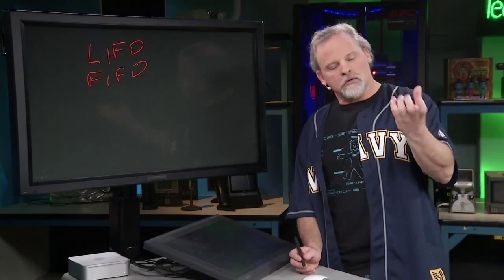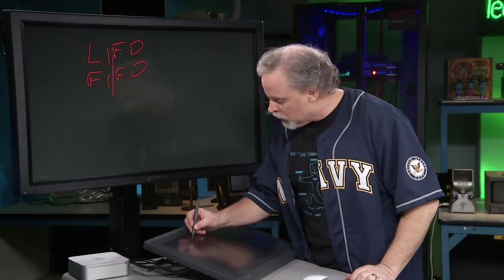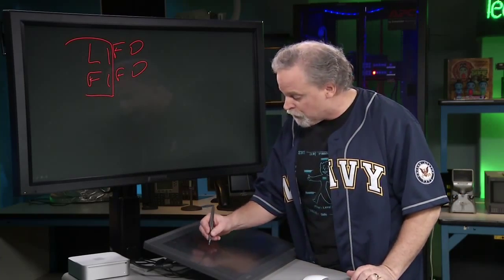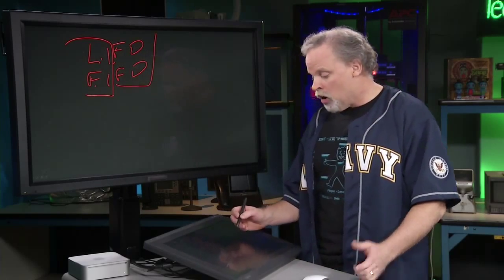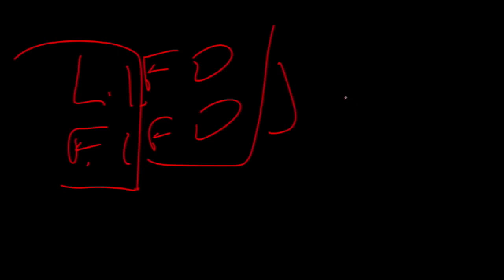The first 2 we have are LIFO and FIFO. As you know from some of your networking background, LIFO is last in, first out, and FIFO is first in, first out. Both of these are governed by an RFC, RFC 1242.